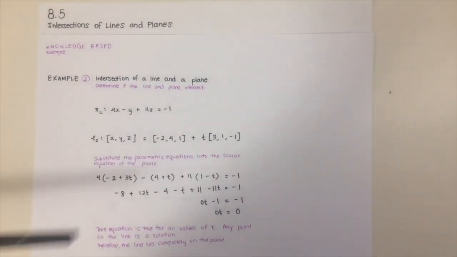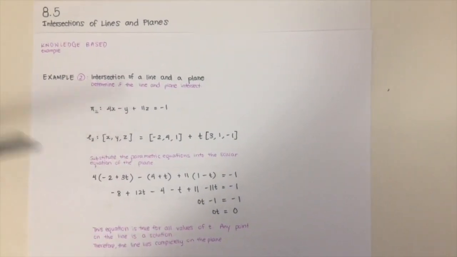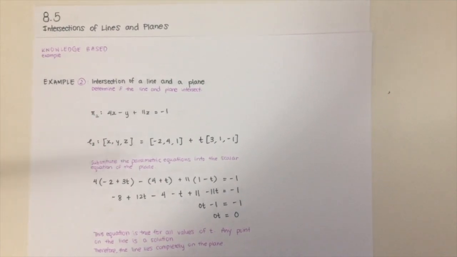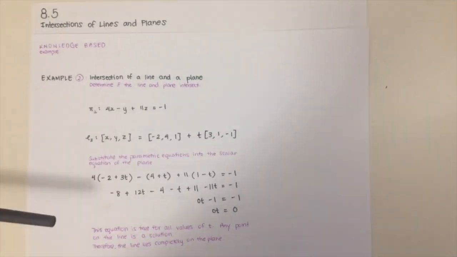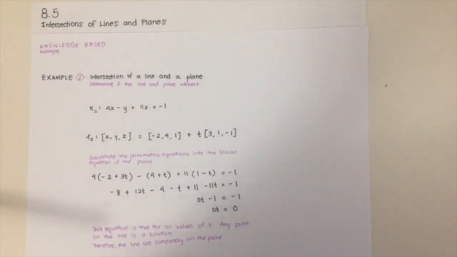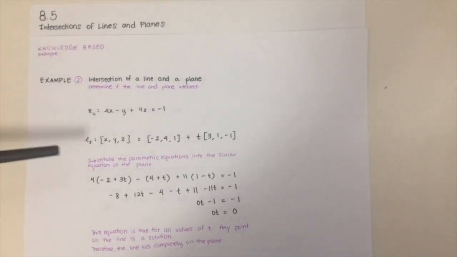After expanding and solving for t, you get t equals 0. Therefore, the equation is true for all values of t. Any point on the line is a solution, and the line lies completely on the plane.